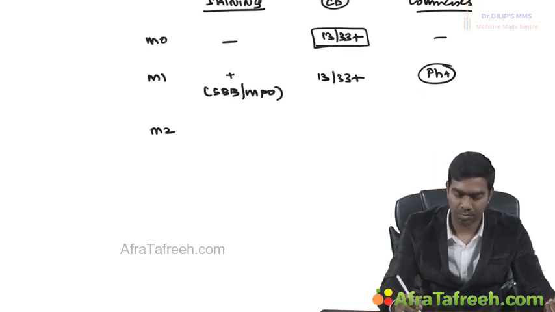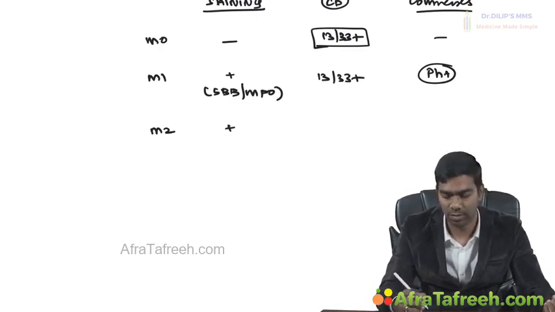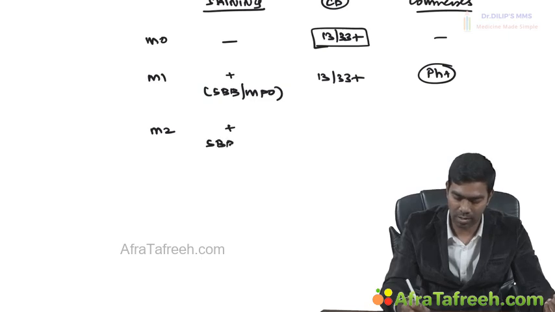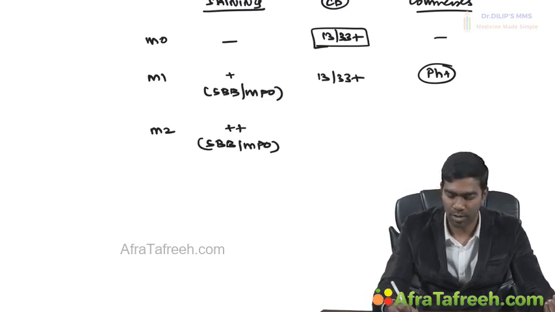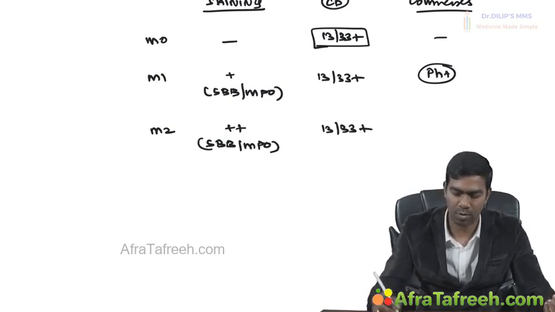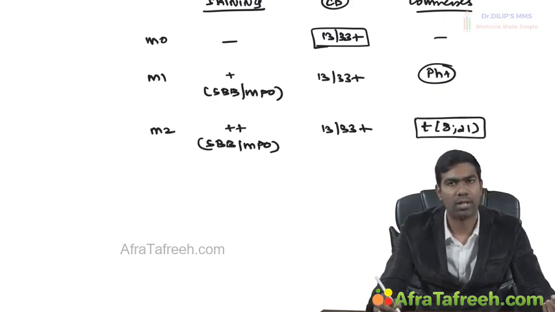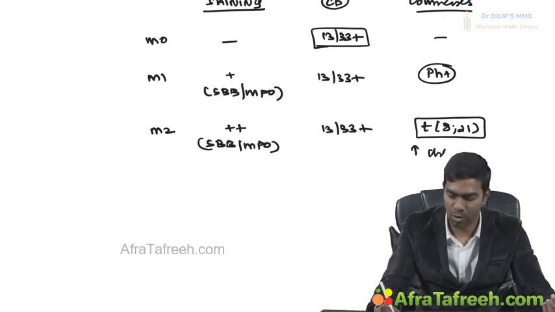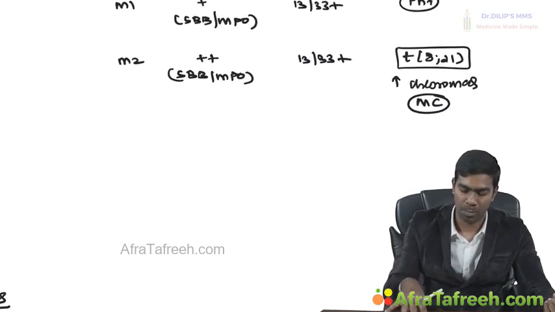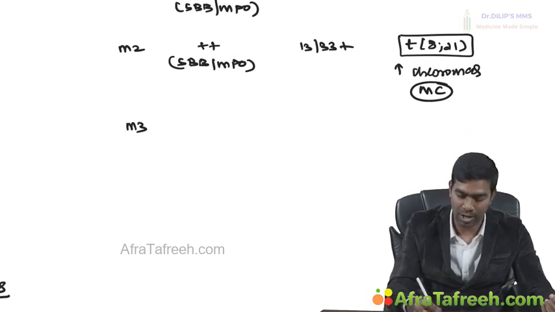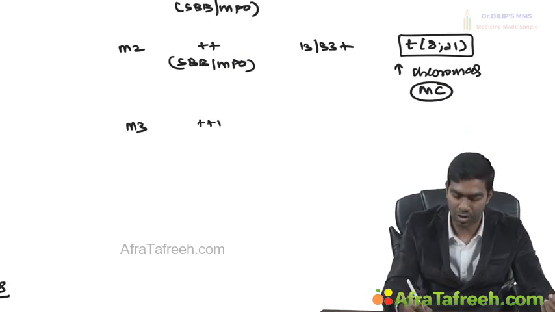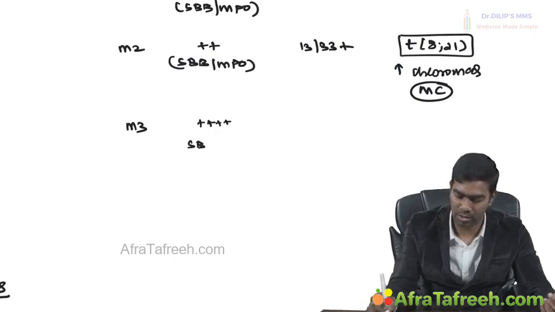In M2, staining will definitely be positive, in the sense that Sudan black and MPO, I can write one more plus also, because it can be even more positive, and definitely CD13 and CD33 strongly positive. A very important signature translocation is 8;21. These patients have a high risk of chloromas and leukemia cutis, and remember this is the most common type of AML.